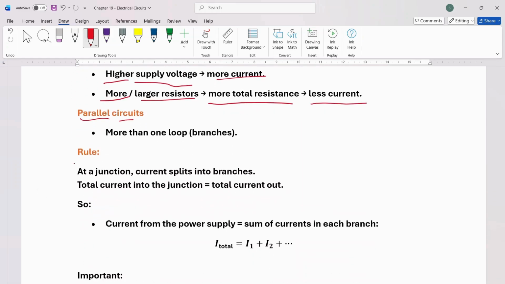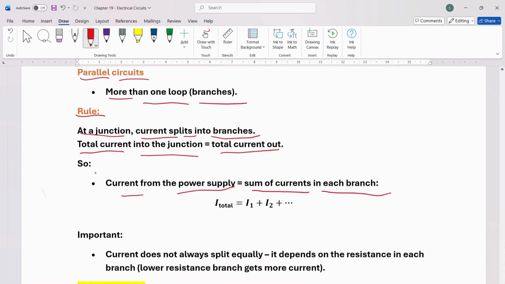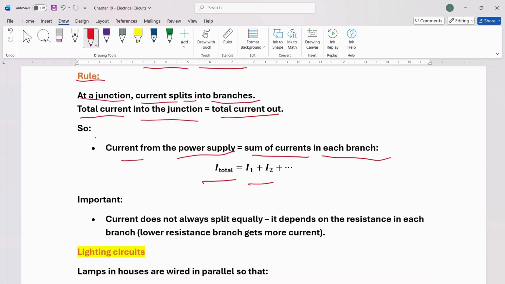Let's discuss parallel circuits. There is more than one loop, with branches. The rule here is, at a junction, current splits into branches. Total current into the junction is equal to total current out. So current from the power supply will be equal to the sum of currents in each branch. So I total is equal to I1 plus I2 plus I3, and so on.